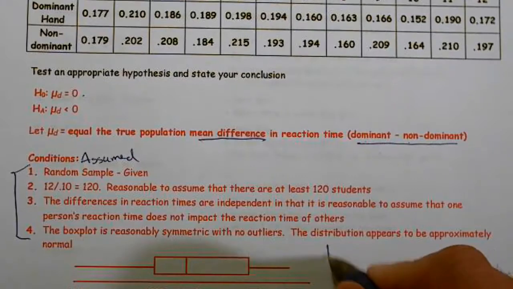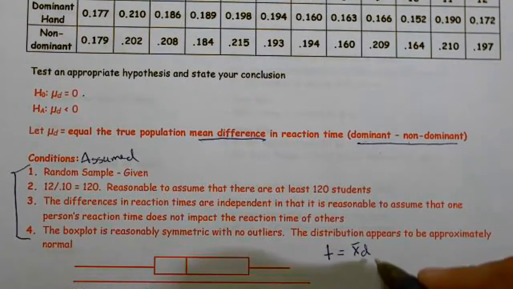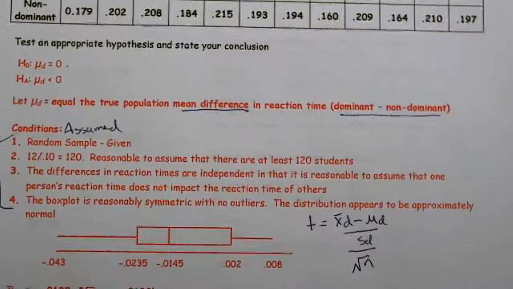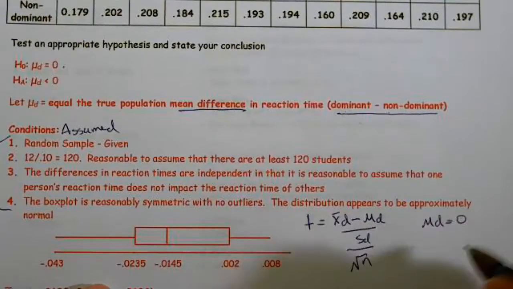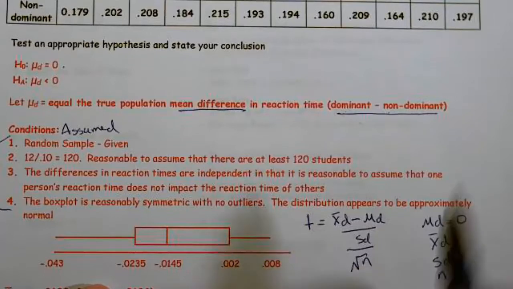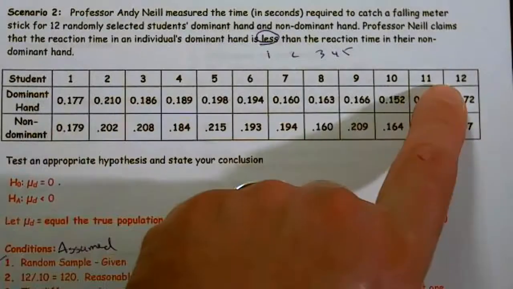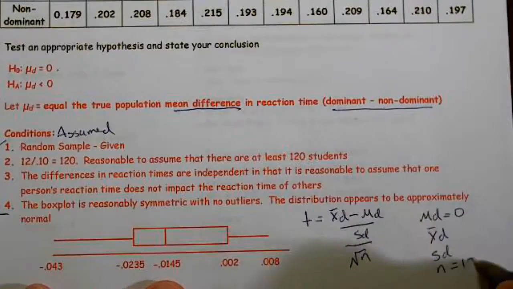our formula. Well, our formula is t equals x-bar D, the sample mean difference, minus mu D over SD divided by the square root of n. And we need to write down what we need. We need mu D, which happens to be 0. We know that. We don't have x-bar D. We don't have SD. We do have n, which in this case is, even though we have 24 data readings, we only have 12 pairs. And so n is the number of pairs I have, which is 12.